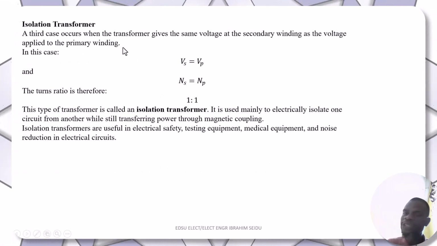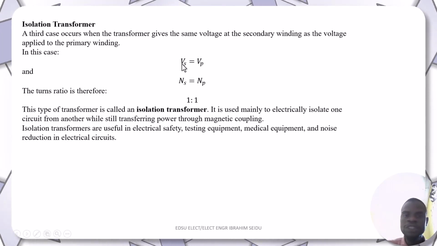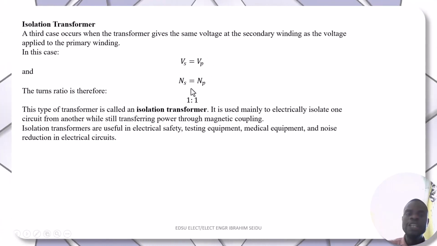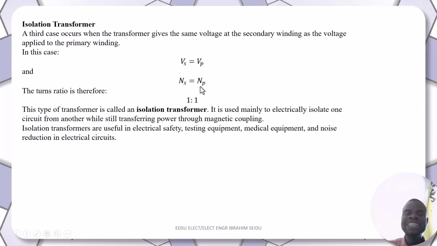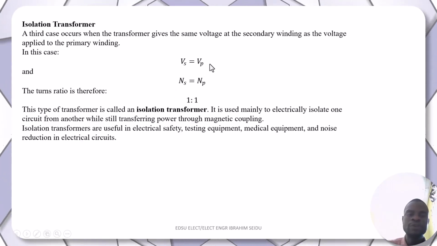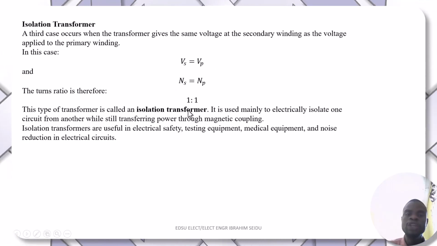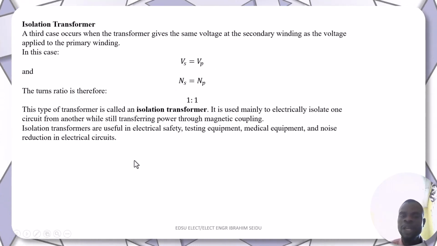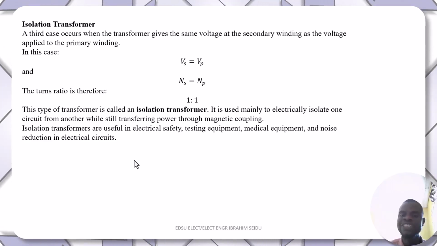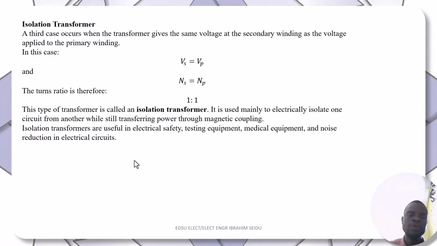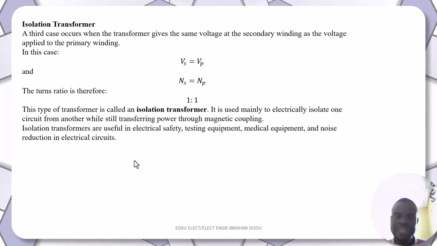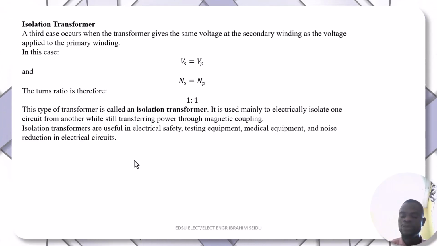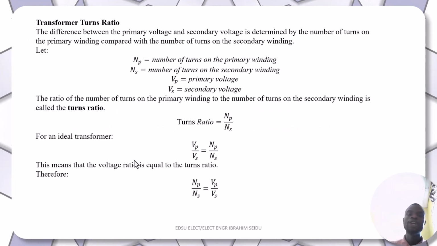For an isolation transformer, the secondary voltage is the same as the primary voltage, because the secondary number of turns is the same as the primary number of turns, which means the turns ratio is 1:1. This type of transformer is called an isolation transformer. It is used mainly to electrically isolate one circuit from another while still transferring power through magnetic coupling, which is using electromagnetic induction.